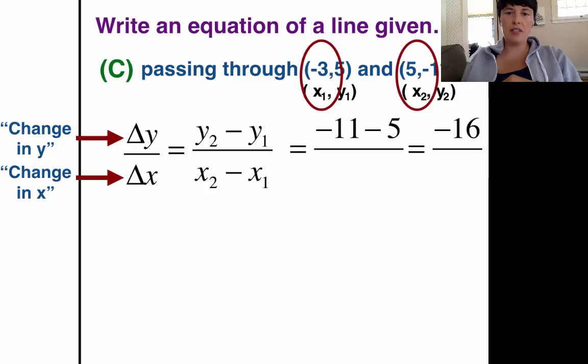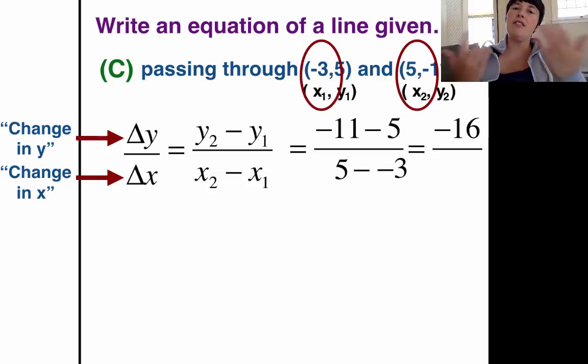Now we'll look at the x values. The x values are negative 3 and 5. So we're going to take them away. We're going to do 5, take away the negative 3. Now taking away a negative is like adding. So it's really like 5 plus 3. So 5 plus 3 is 8.